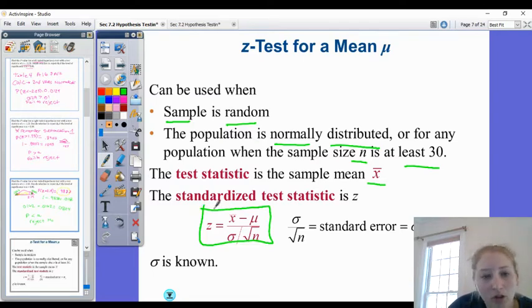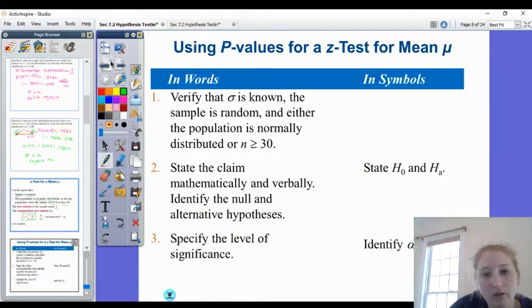Okay, so let's get some steps down. First, you need to make sure you know the population standard deviation, the sample is random, and either the population is normally distributed or your sample size is greater than or equal to 30. You're going to state your claim mathematically and verbally, and then identify the corresponding null and alternative hypothesis. Identify your level of significance. Typically, we're going to use 10%, 5% or 1%. Those are our normal levels, but we don't have to always use those.